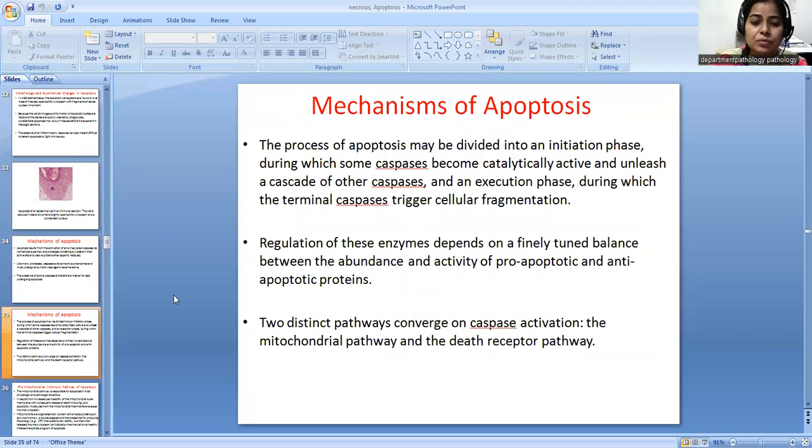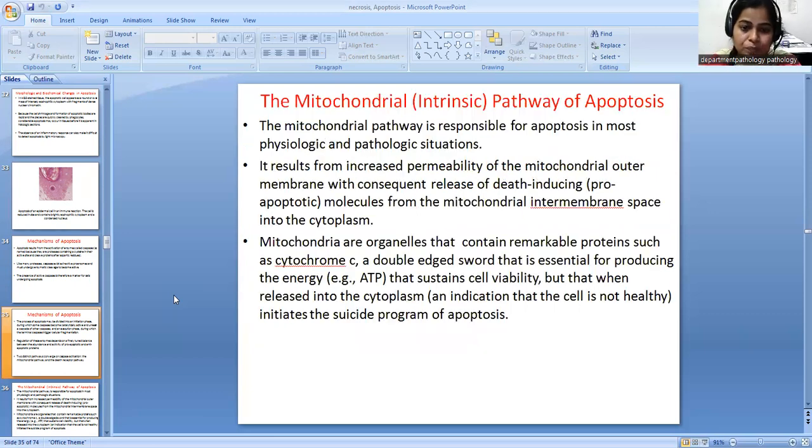The process of apoptosis may be divided into an initiation phase, during which some caspases become catalytically active and unleash a cascade of other caspases, and an execution phase, during which the terminal caspases trigger cellular fragmentation. Regulation of these enzymes depends on a finely tuned balance between the abundance and activity of pro-apoptotic and anti-apoptotic proteins. Two distinct pathways converge on caspase activation: the mitochondrial pathway and the death receptor pathway.